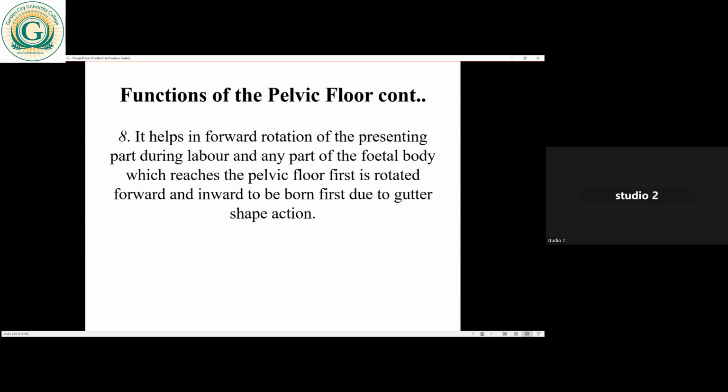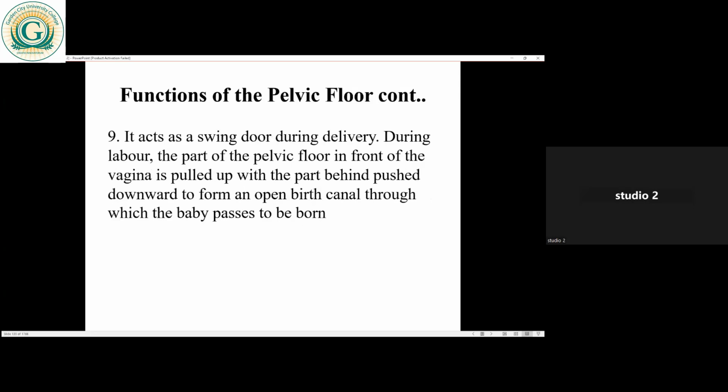It helps in the forward rotation of the presenting part during labor. Any part of the fetal body which reaches the pelvic floor first rotates forward and inward, and is born first due to the gutter shape action. We are talking of muscles, what they are doing for the woman. It acts as a swing door during the delivery.